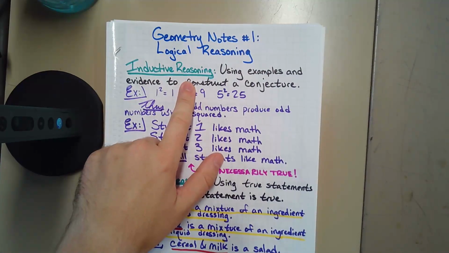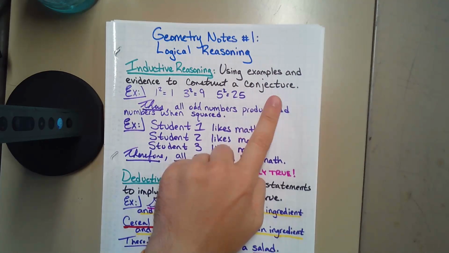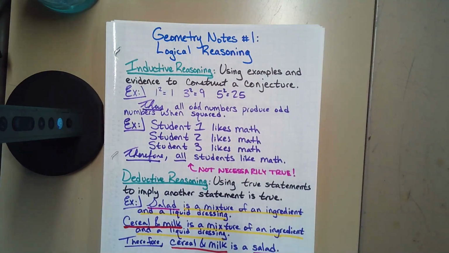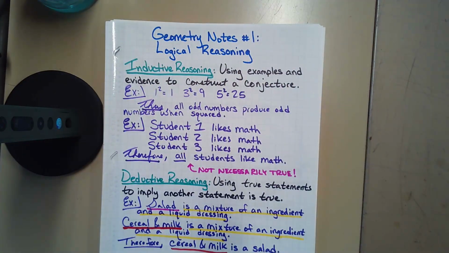So inductive reasoning, inductive, is using examples and evidence to construct a conjecture. So pause. Word we don't know. Conjecture. What is it? Anybody have an idea of what it might be? Nobody wants to conject about a conjecture? That's all I have. Yeah. The visual? All right, we have this visual going on here. All right. So, for those of you following along at home, a conjecture is an educated guess.